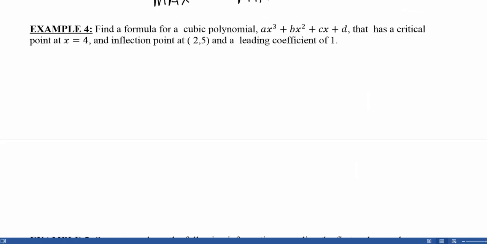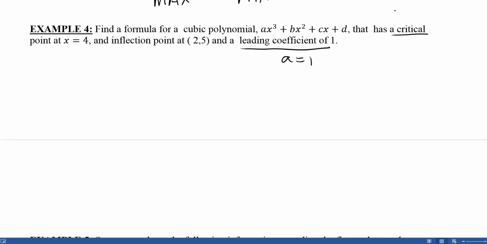Example 4. Find a formula for a cubic polynomial, ax cubed plus bx squared plus cx plus d, that has a critical point at x equals 4 and an inflection point at (2, 5) and a leading coefficient of 1. So if we have a leading coefficient of 1, that means that a equals 1.